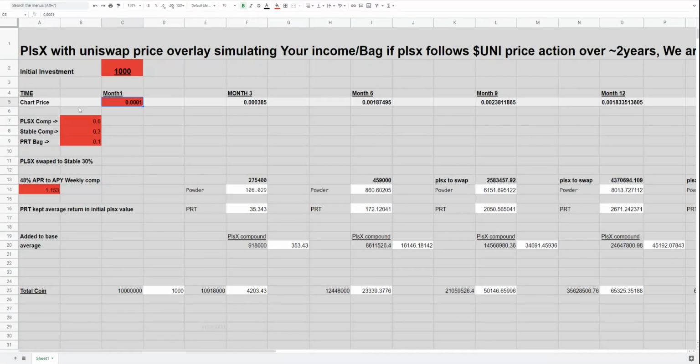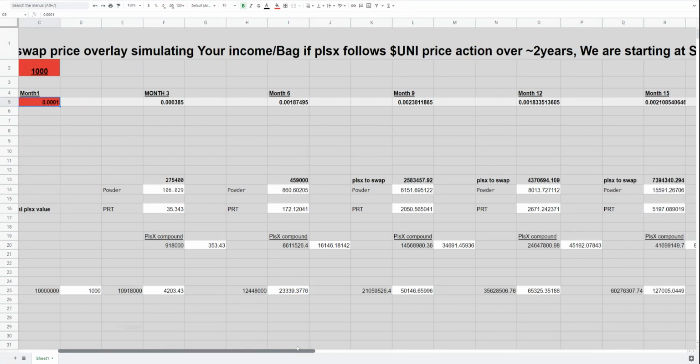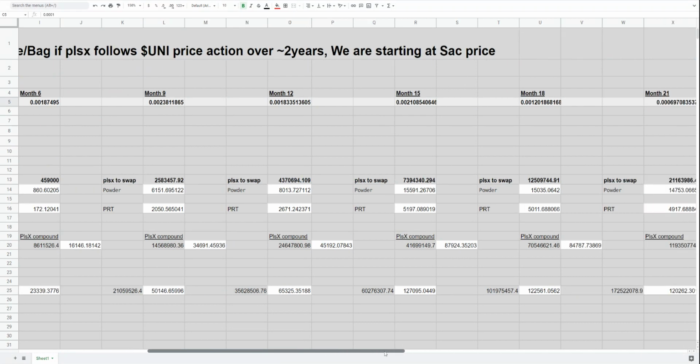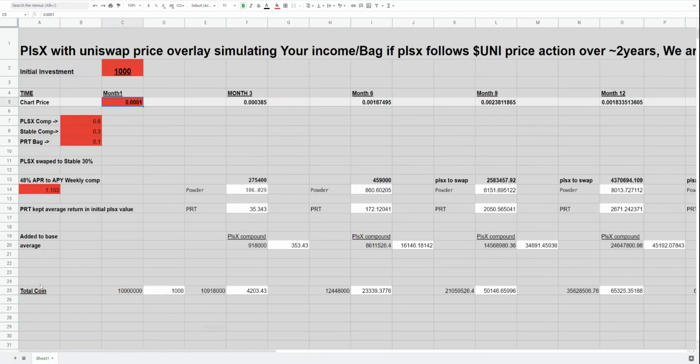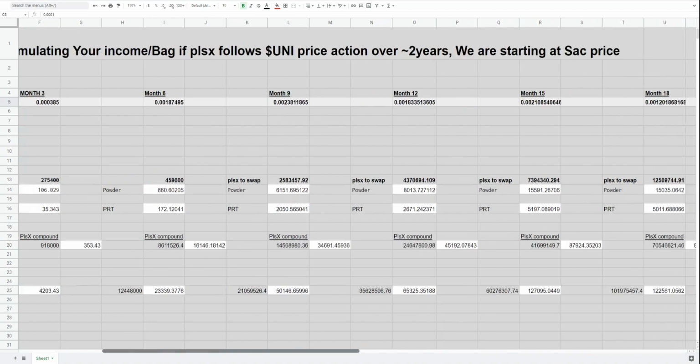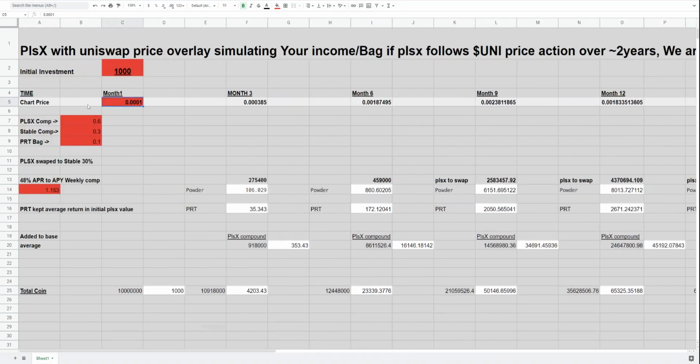Here is our PulseX with Uniswap price overlay, simulating your bag if PulseX follows the Uni price action over roughly 2 years. We're starting at sac price. This spreadsheet should be available in the description. These red sections you should be able to change. This one over here as well, custom price set for month 24.